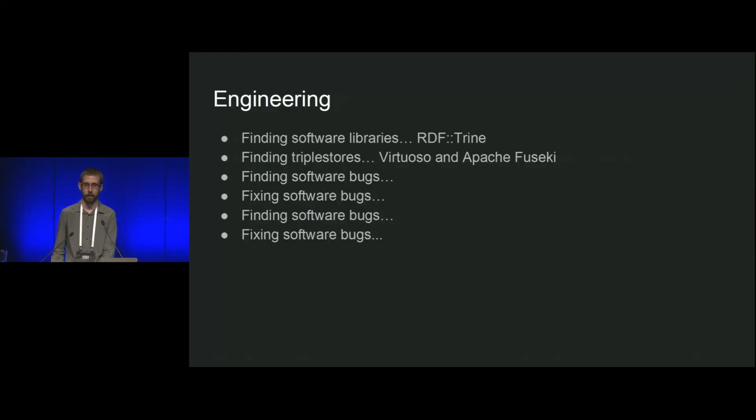Unfortunately, that's when we started to find problems with the RDF Trine library. So, I found software bugs, and I felt kind of stuck because, unlike with the triple store, there wasn't an alternative. I couldn't just throw it out and say, oh, I'll use this other one instead. But at that point, I realized this is open source. The advantage is that I can just go in and make changes.